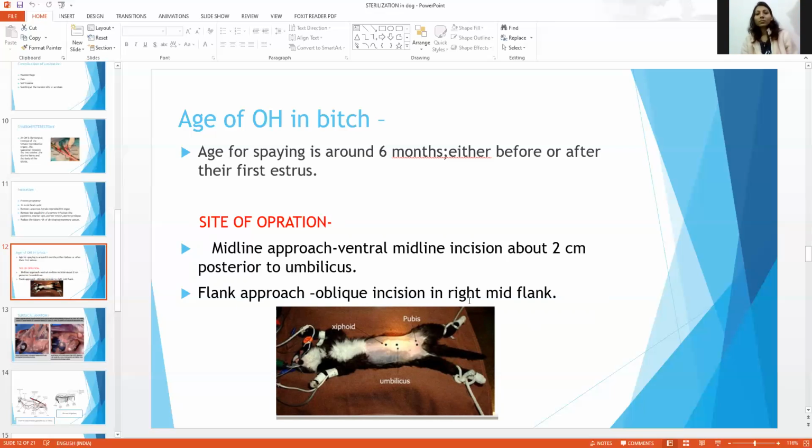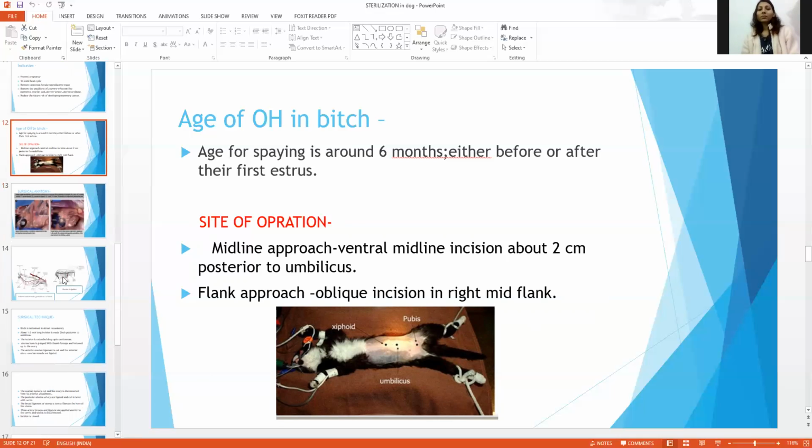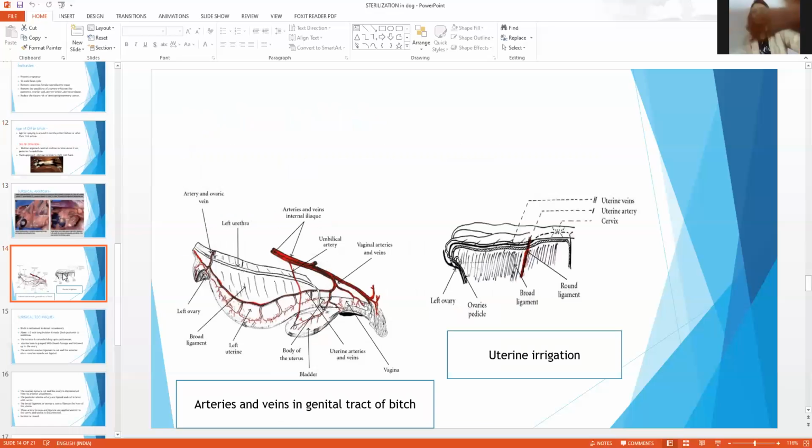And the flank approach, an oblique incision in the right mid flank. This I used to perform here in our TVCC. This is also a best site here. Chances of evisceration of internal organs are very less. Suppose dehiscence of the wound is there, then chances of evisceration of internal organs like liver, intestine, all these things is less.